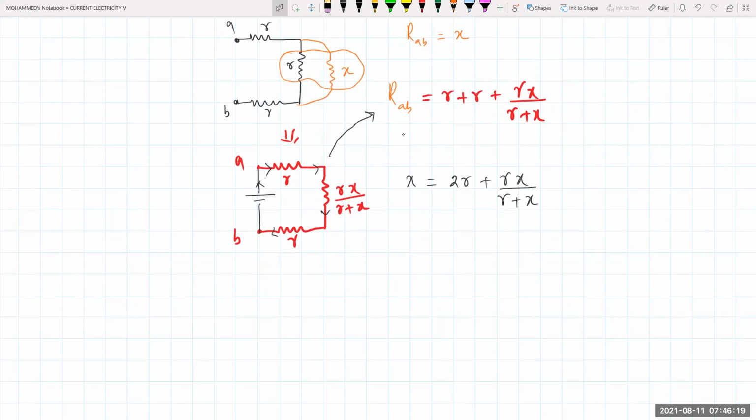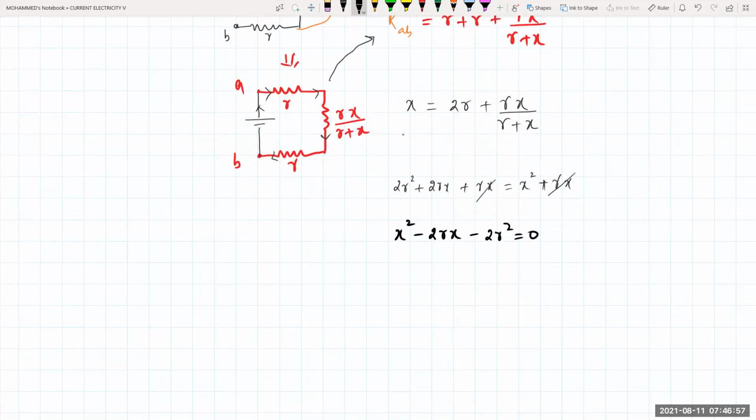2R plus R into X, this will become 2R square plus 2R into X plus R into X equals X square plus R into X. R into X will get cancelled. So if I simplify this one, X square minus 2R into X minus 2 into R square will be equal to 0.